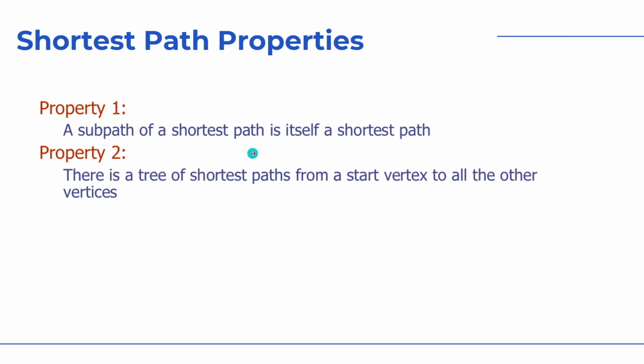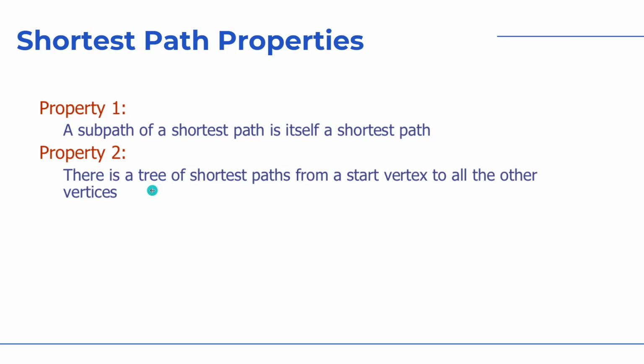And there are certain properties of this shortest path. The first one is that a subpath of a shortest path is itself a shortest path. So, we end up with the solution as the shortest path. Even if you consider some subpath within that solution, ultimately it should be the shortest, only then the final solution could be the best, the path with the least cost.